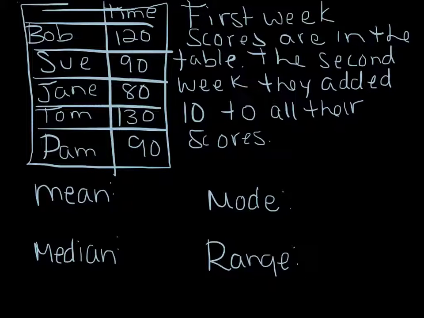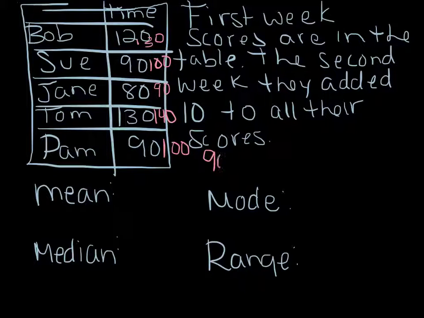All right, here we want to find the mean, median, mode, and range of this data, except if we look closely, okay, these are going to be the scores, the 120, the 90, the 80, the 130, and the 90 are the scores for the first week. Okay, in the second week, they added 10 to all their scores, and we want to find the mean, median, mode, and range of the second week. So, first of all, I'm going to add 10 to all these, so I get 130 here, 100, 90, 140, and 100, and then I'm going to put them in order.